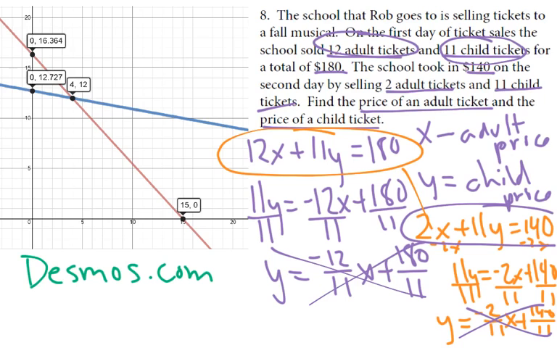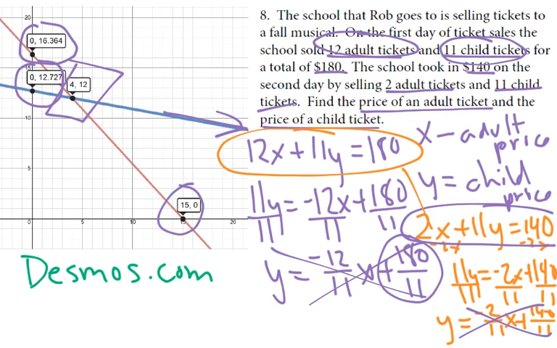So, I just copied and pasted the graph here. Notice our y-intercepts were decimals, right? Because 180 over 11 and 140 over 11 don't come out to be nice, neat numbers, which makes it tough when we're graphing. Notice our x-intercept here was 15 for the blue graph. It went clear out there. But here we can see exactly where they intersect: 4, 12. That point, (4, 12).